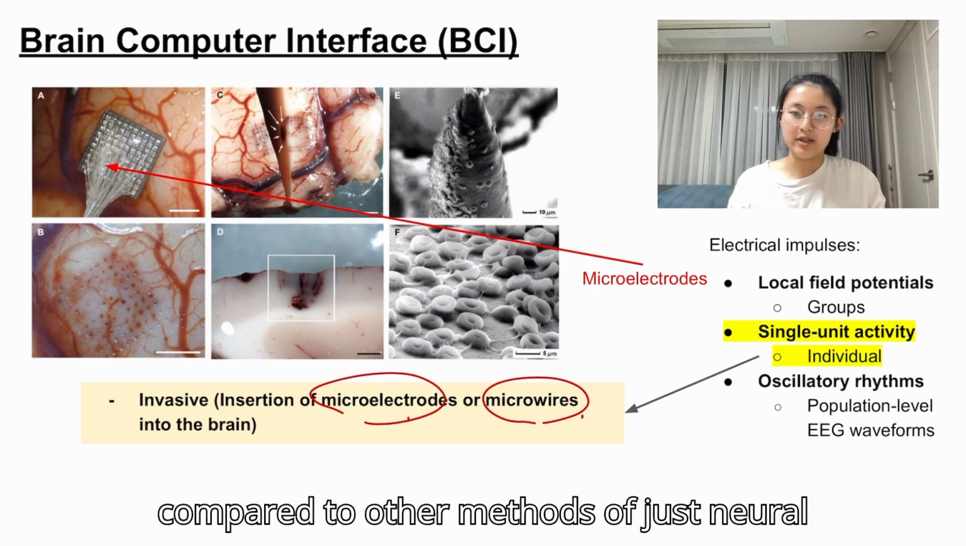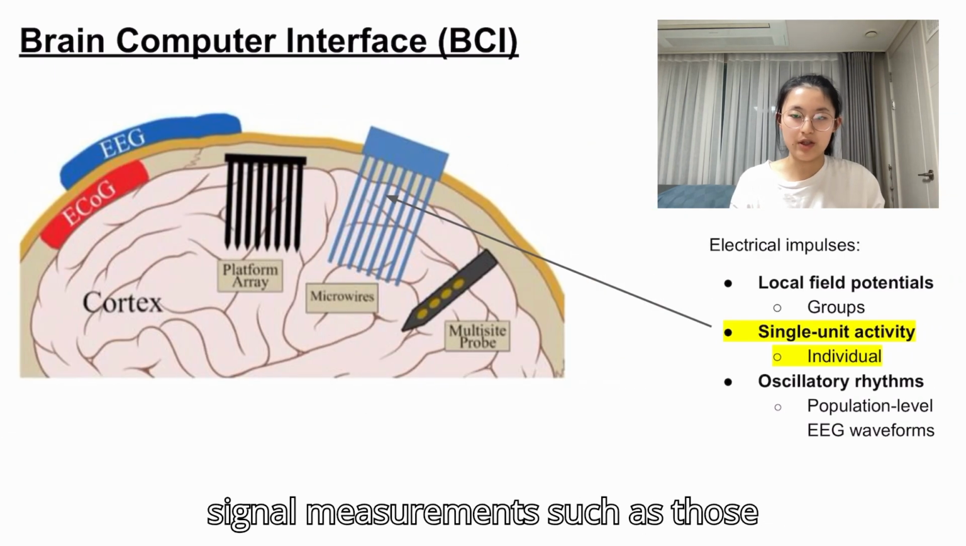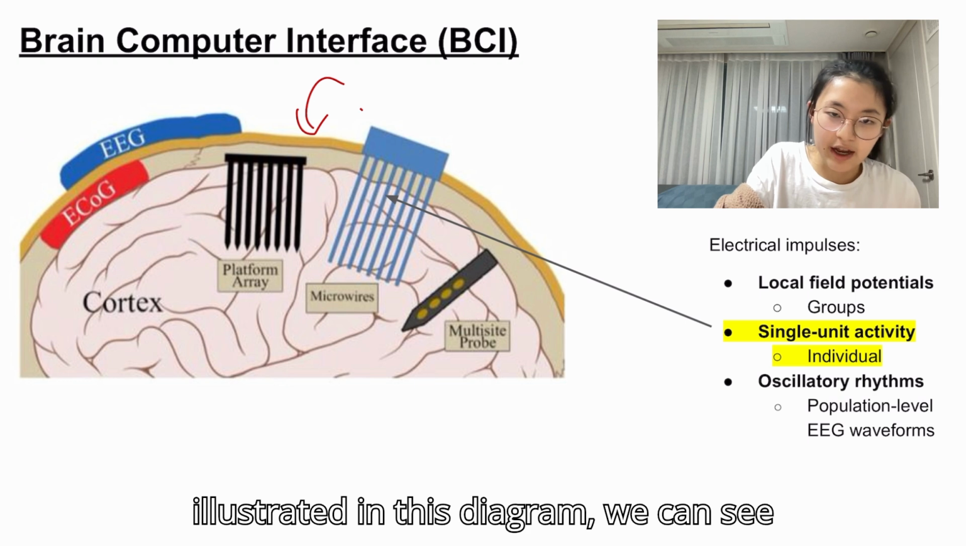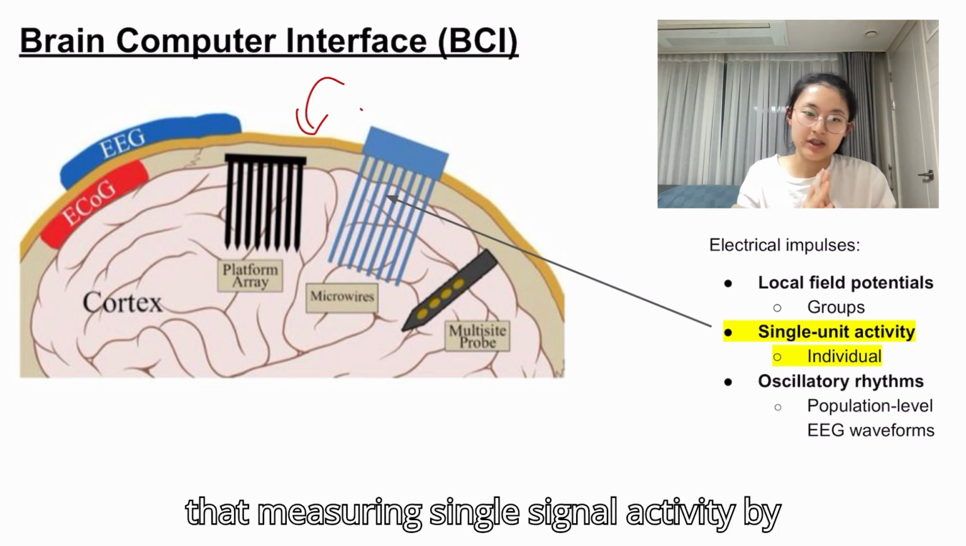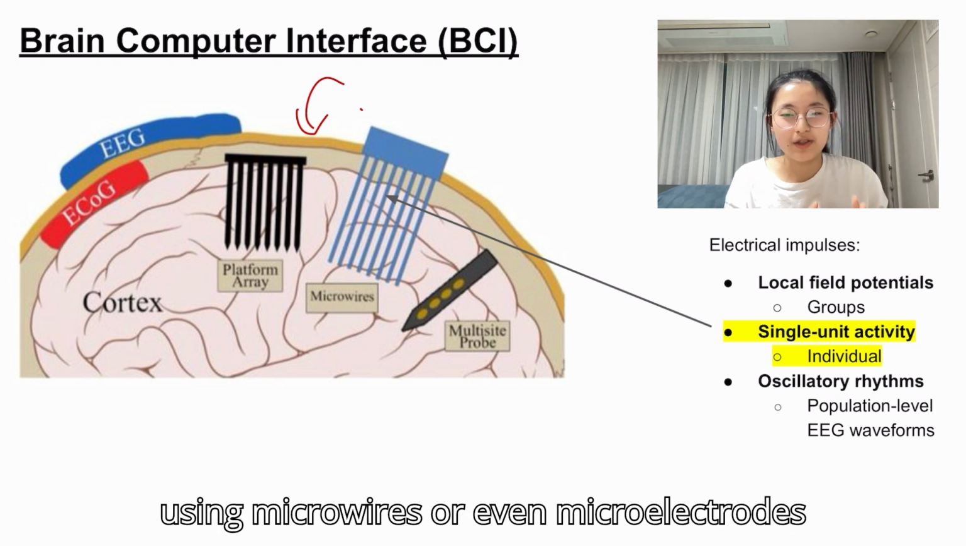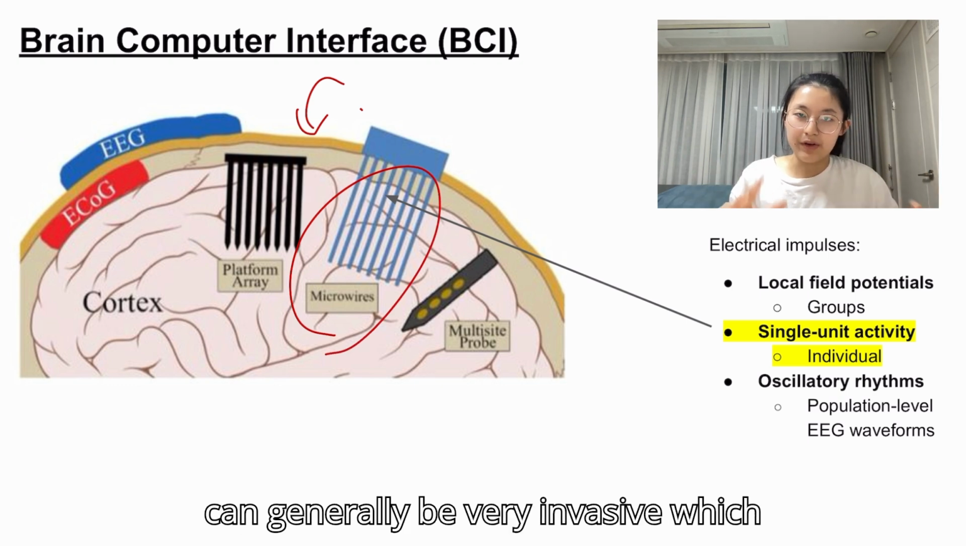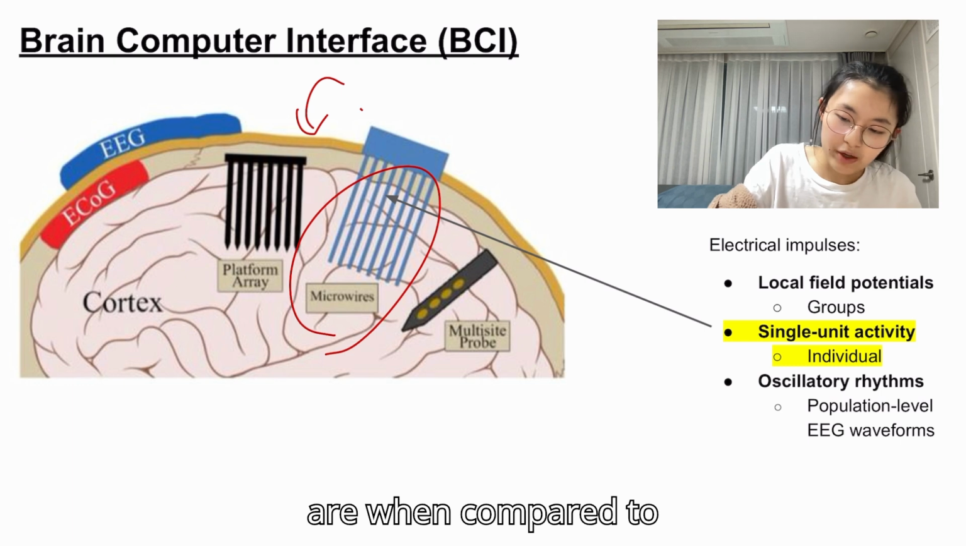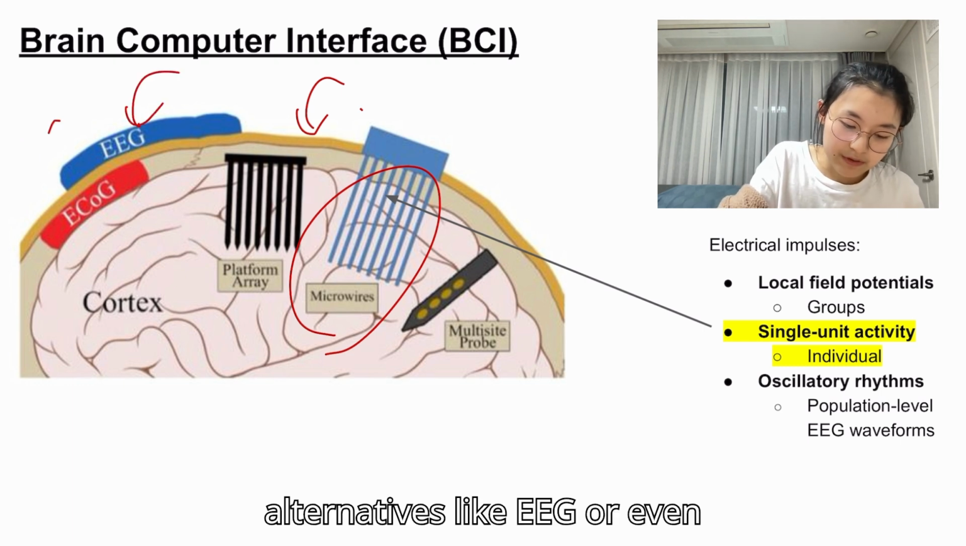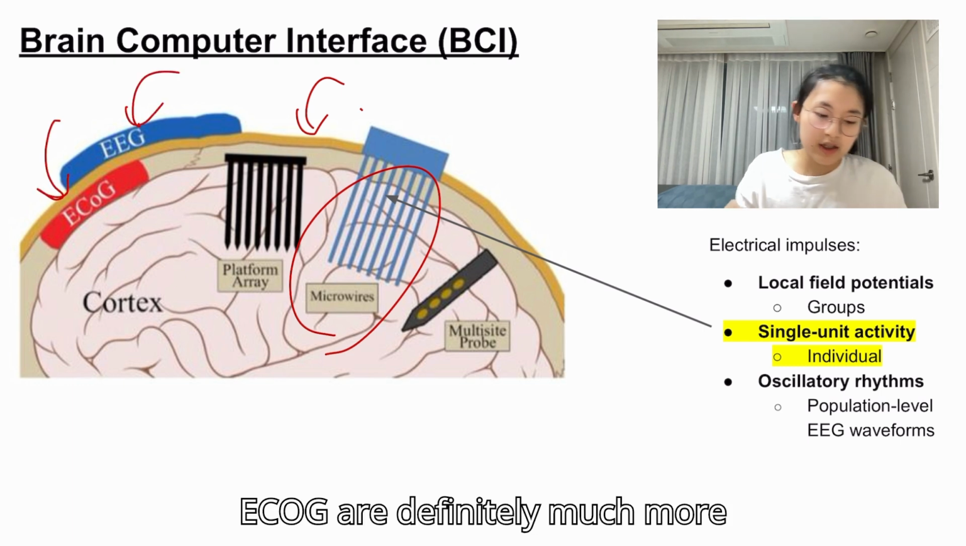Now, compared to other methods of neural signal measurement, such as those illustrated in this diagram, we can see that measuring single unit activity by using microwires or microelectrodes can be very invasive, and when compared to alternatives like EEG or even ECoG, it is definitely much more invasive.